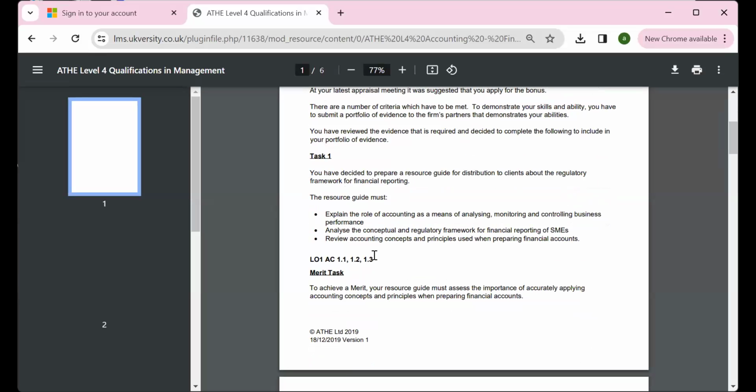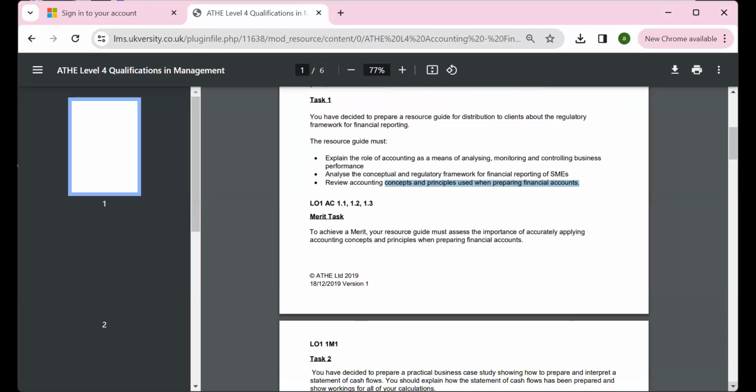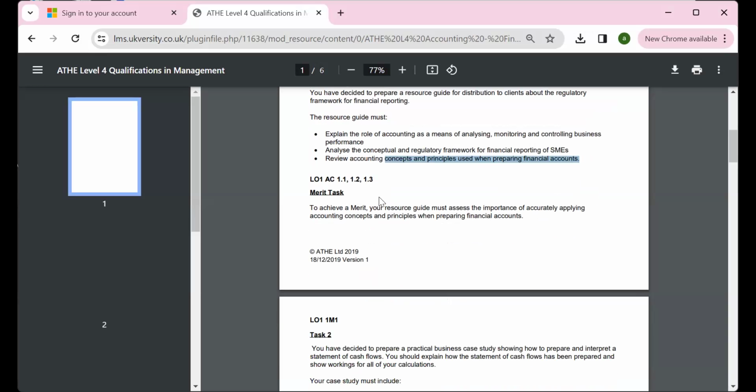Under these, it is written AC. AC means assessment criteria. LO1 assessment criteria 1.1, 1.2, 1.3 are from lesson one, which we delivered. They address the role of accounting. Accounting means measuring the business transactions, recording them systematically, and measuring the performance. We prepare the four types of financial statements. We discussed the conceptual framework, accounting standards, accounting concepts, going concern, materiality, and recording the transactions. We had a discussion in lesson one, so please consult lesson one to address this task.